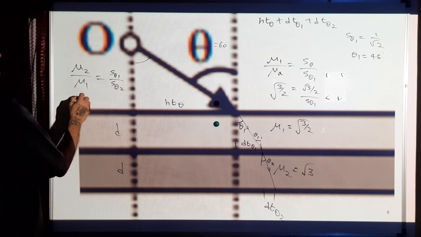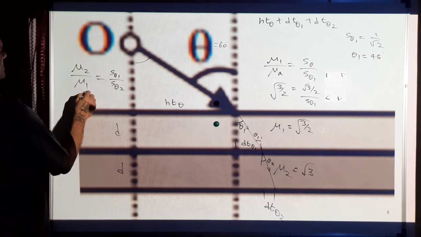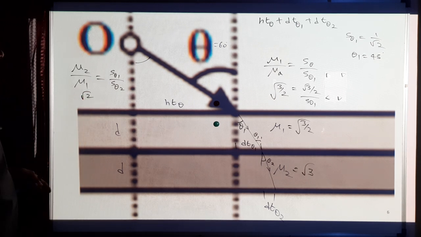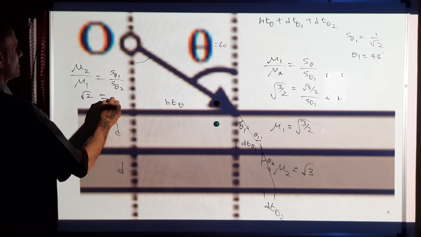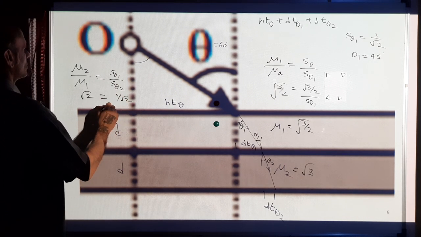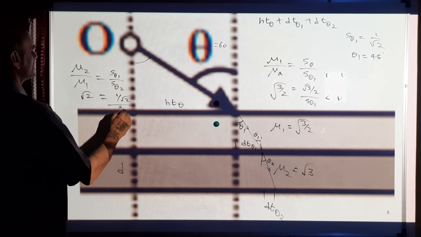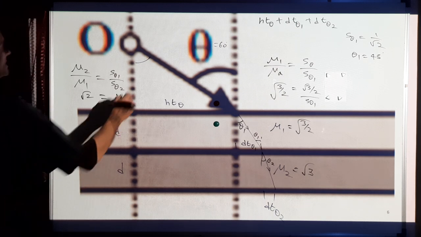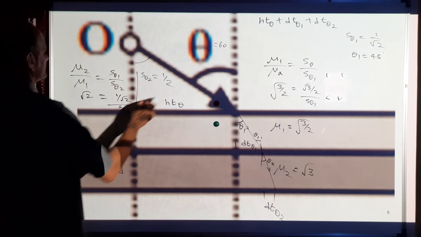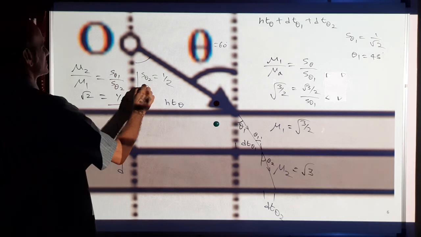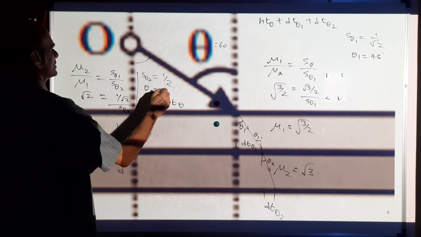So root 3 will cancel. So it will be root 2. Root 3 and then root 3 by 2. Root 3 will cancel. Remember there is root 2, so it will go up. That's equal to sin theta 1, which is 1 by root 2, by sin theta 2. So this means sin theta 2 is half. That means theta 2 is 60 degrees.